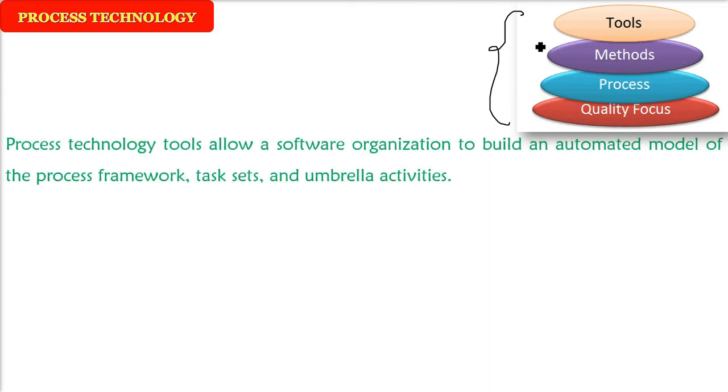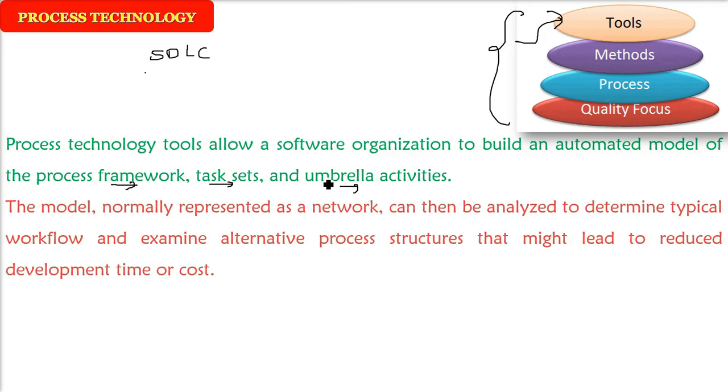Process technology. So as we talked about process, it is a layered technology. So we have tools, methods, process, and quality focus. So the process technology tool will help and allow a software organization to build an automated model of the process framework, task set, umbrella activity. So this all comes in the SDLC, software development lifecycle. So in this SDLC, we have framework activities, task set, umbrella activities, actions.